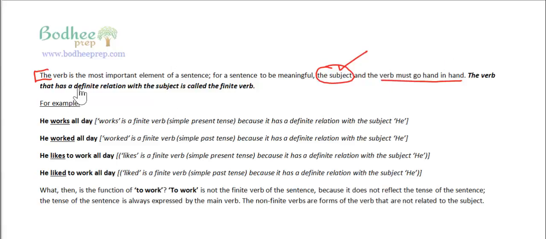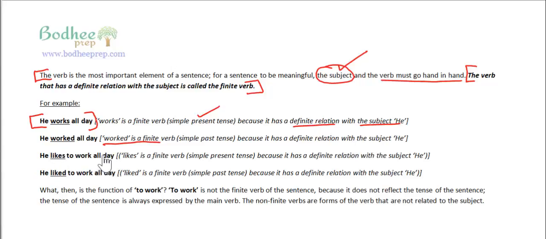The verb that has a definite relation. Now this is very important here. It says here the verb that has a definite relation with the subject is called the finite verb. For example, now here we have, he works all day. Works is a finite verb, it's simple present tense because it has a definite relation with the subject he. He worked all day. Worked again is a finite verb because it has a definite relation with the subject he.